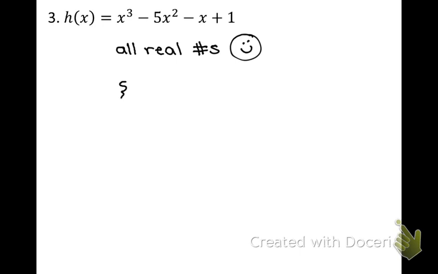Okay, so set builder would be x such that x is contained in all real numbers. Interval notation would be our negative infinity to positive infinity. So that one's a nice, easy one.